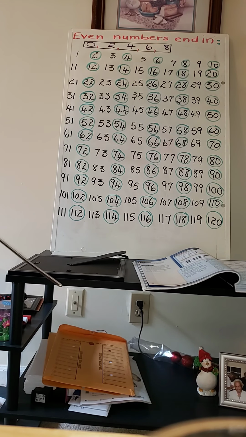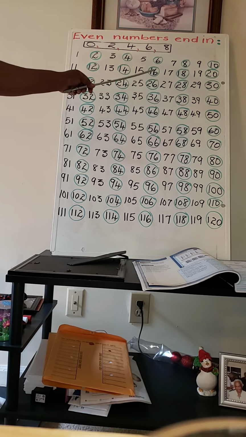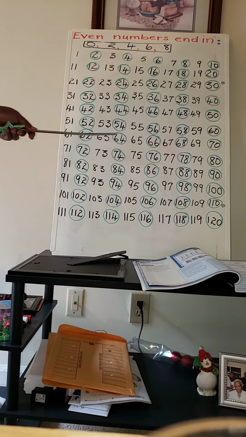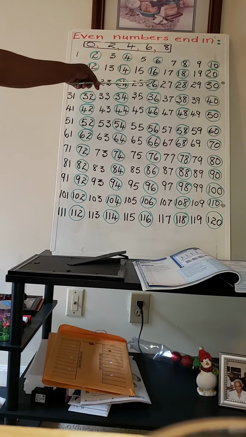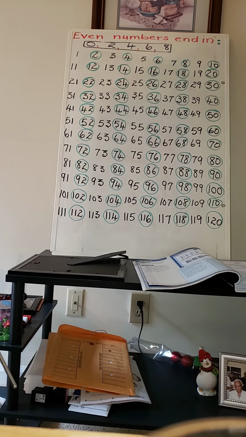Let's go to a bigger number. Let's look at the number 26. 26 is an even number, but it is made up of 2 odd numbers. 13 is an odd number, but 13 plus 13 gives you 26. So 13 plus another odd number 13 is going to give you 26. So when you add 2 odd numbers together, you get an even number.